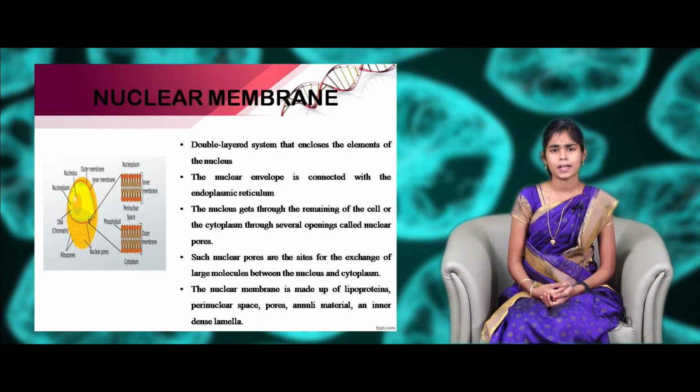Nuclear membrane. It has 2 membranes. One is the inner membrane and another one is the outer membrane. Both are made up of phospholipid bilayer. The space between these membranes is called the perinuclear space. It protects the organelles inside the nucleus.